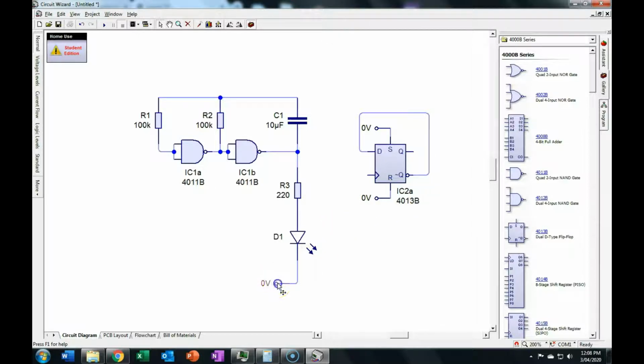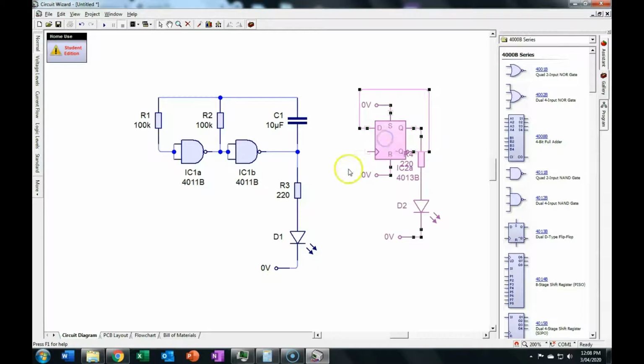And just like before, I can put an LED on the output. So I'm just going to cut and paste that one up to there like so, to the output there. And now just line it up a bit. Now we can connect that onto here.